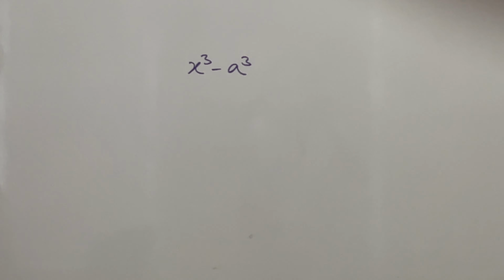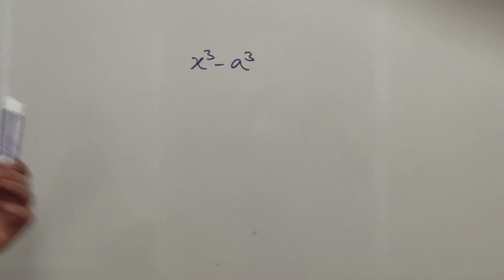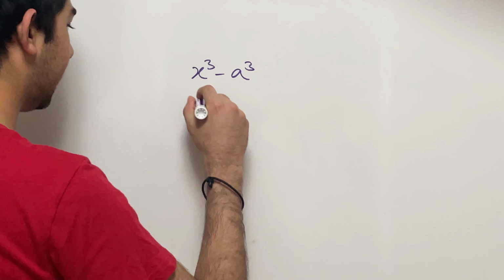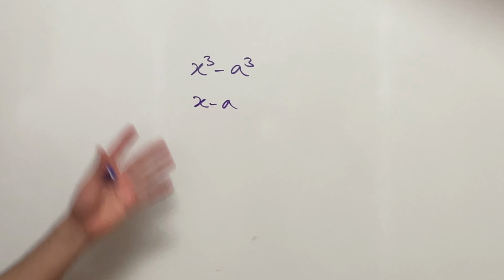Alright, so we have a difference of cubes right here, x cubed minus a cubed, and I want to factor it. So basically we're going to derive the difference of cubes factorization formula, whatever you want to call it. So yeah, we want to factorize this. Now first, a really easy factor is x minus a, right? X minus a, a really easy factor, you can see that.